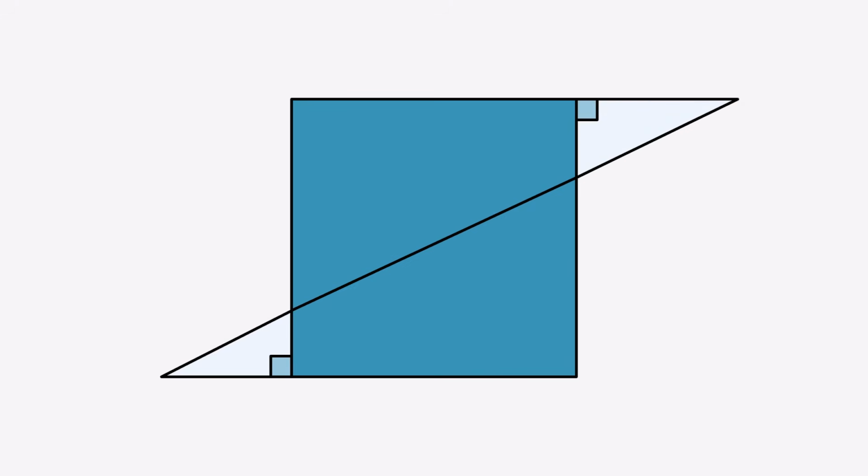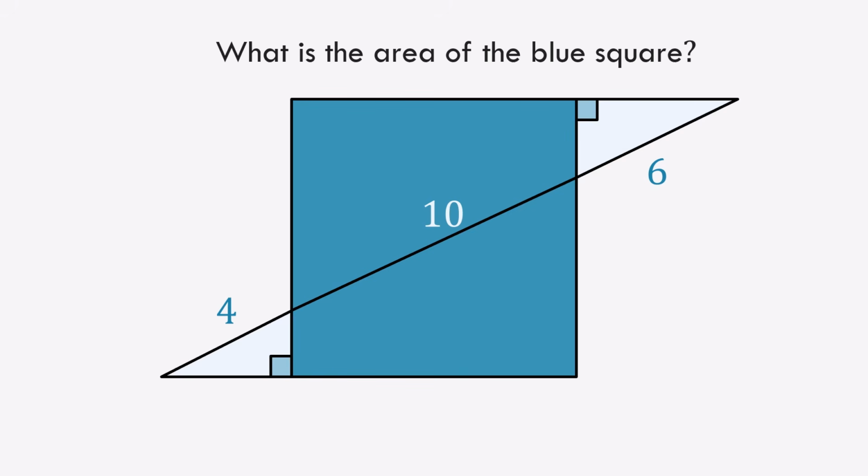Let's look closely at the figure and dissect it right now. We have a blue square and a diagonal line that enters the square from the left side, passes through it, and then exits from the right side. Along this line, 3 lengths are marked. This left section is equal to 4. The part inside the square is equal to 10, and this right section is equal to 6. And the question is just one thing. What is the area of the blue square?